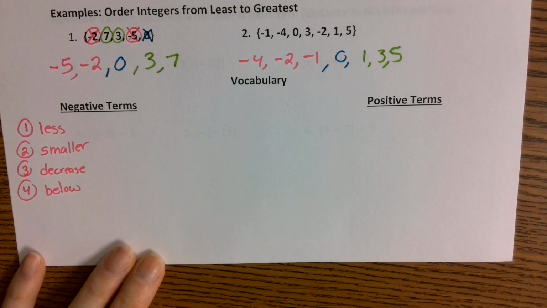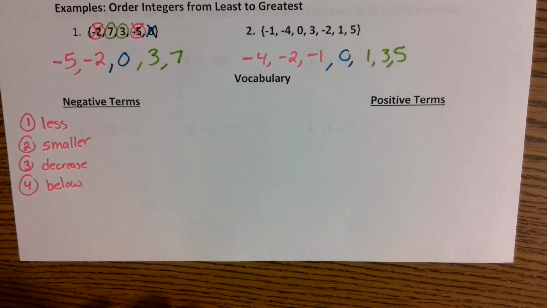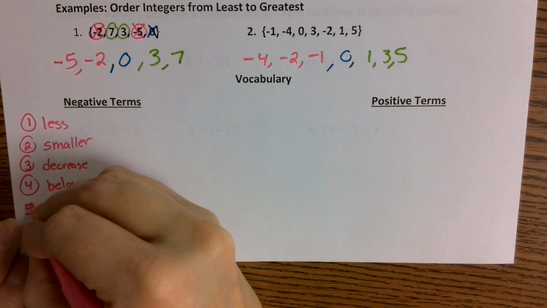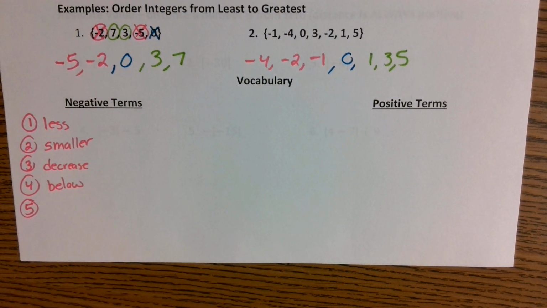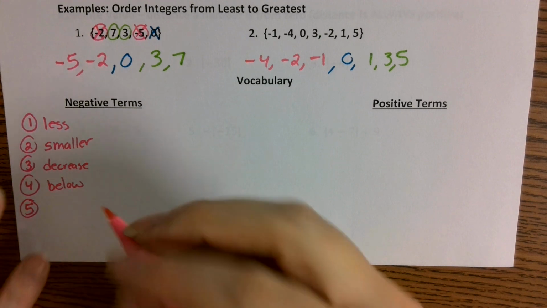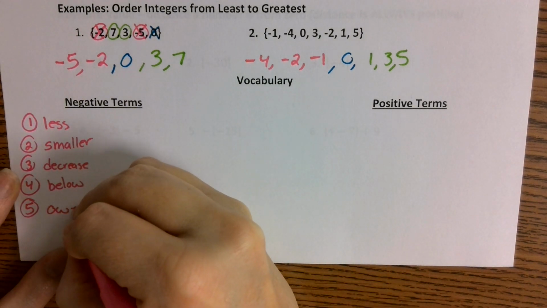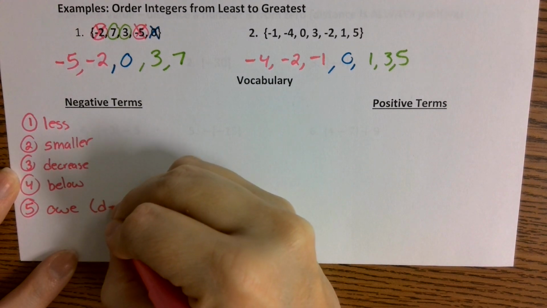But then we also have some real world or contextual vocabulary that is indicating a negative concept or a negative word. So when you borrow money, you're in debt. You owe money.